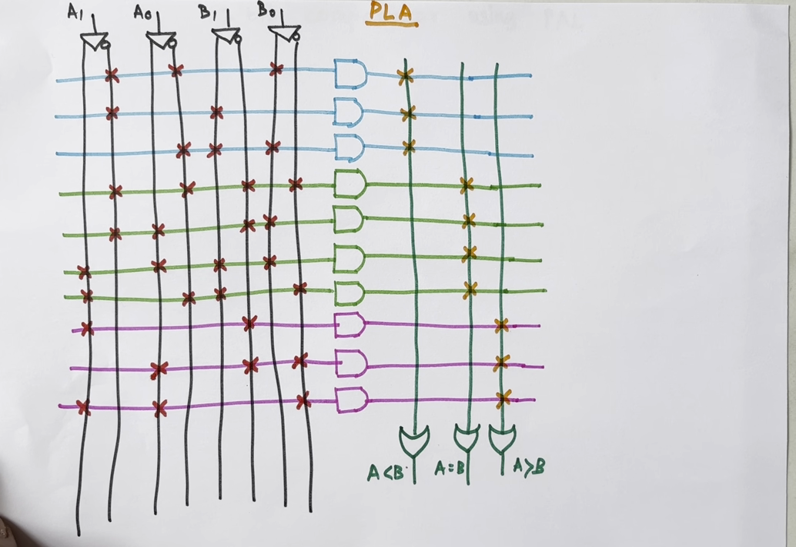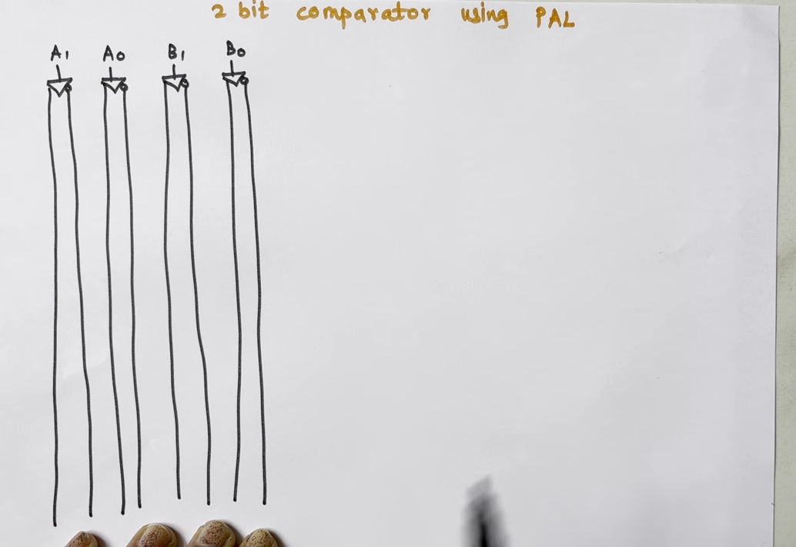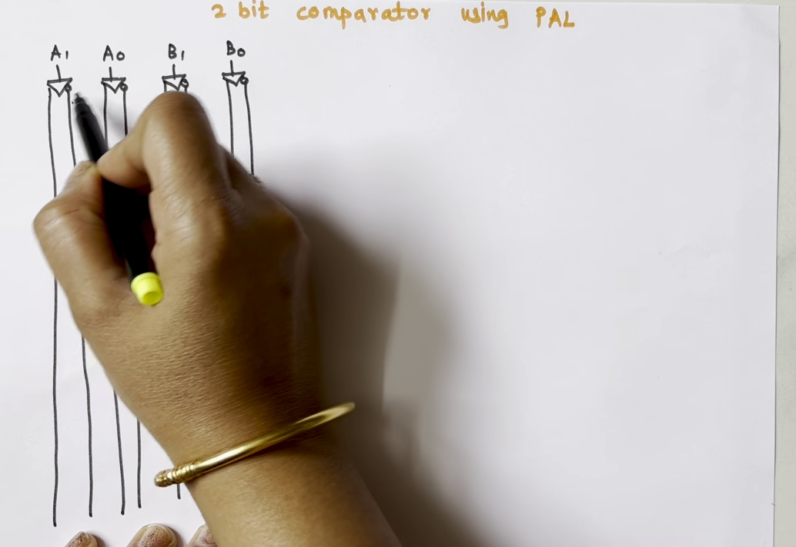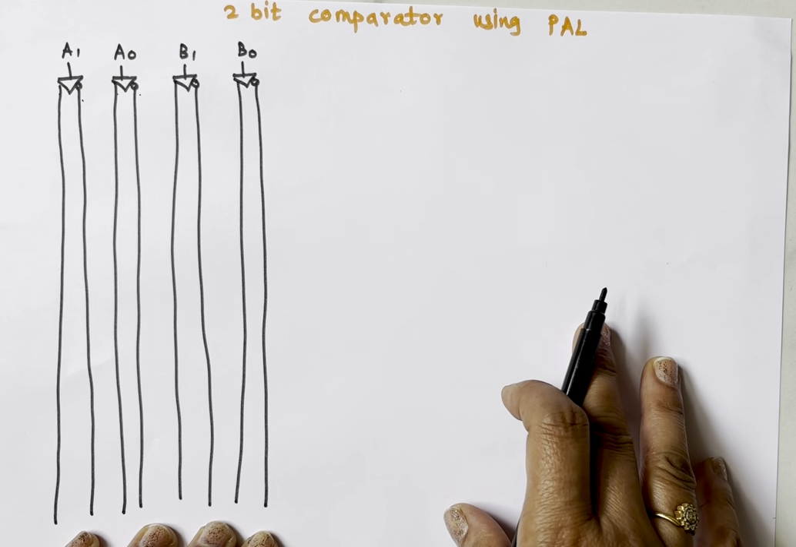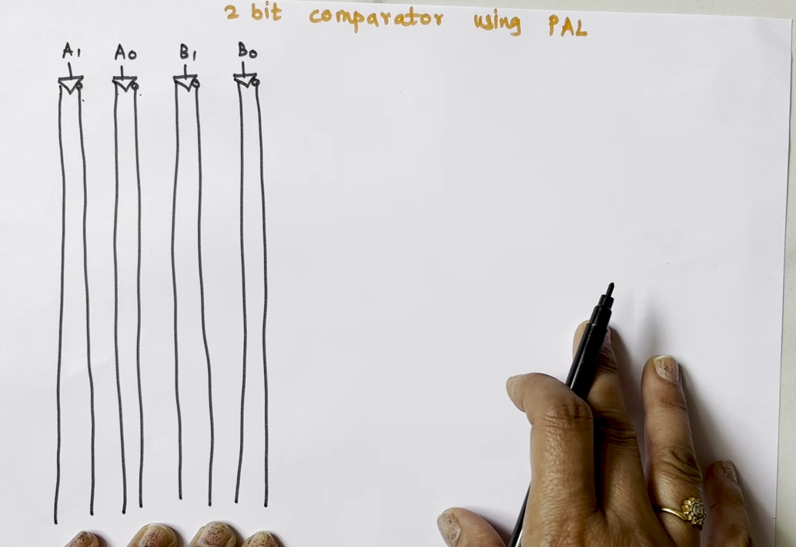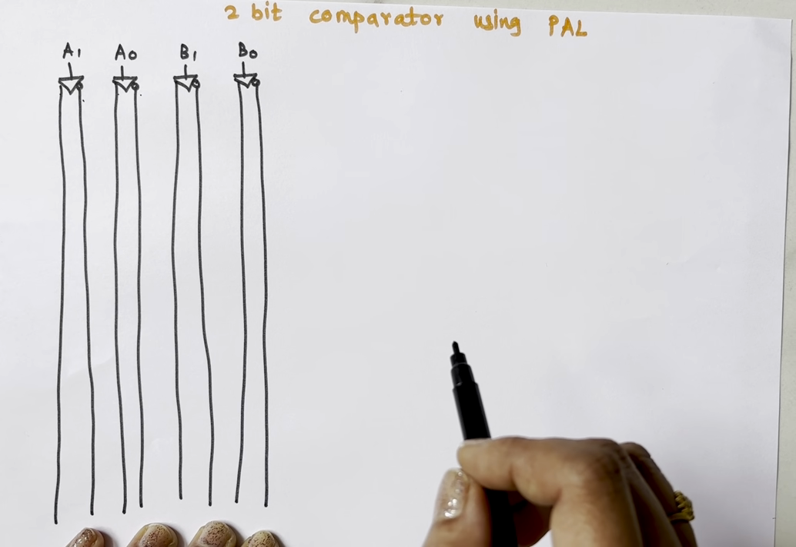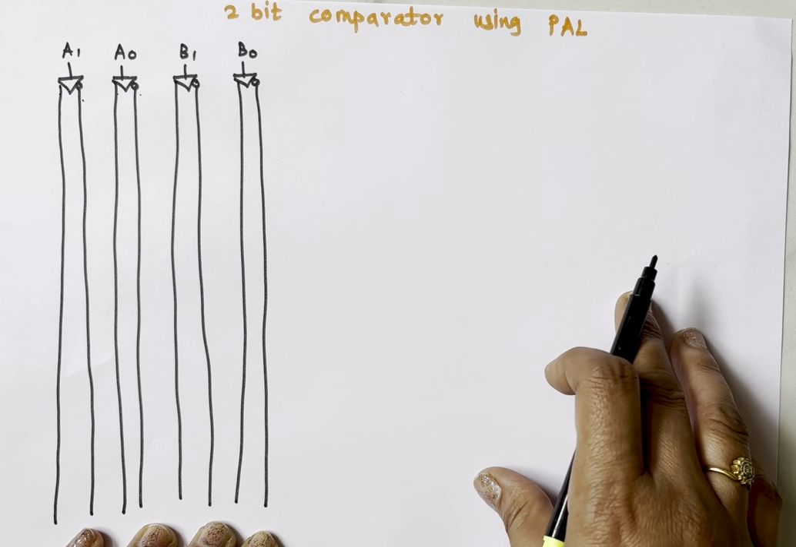So let's see implementation using PAL. These are my 4 inputs. This is A1, A1 bar, A0, A0 bar. Through a bubble we get the bar. Okay, so now we have equations for A less than B, A greater than B and A equals to B. So how many AND gates do I need? I need 12 AND gates.